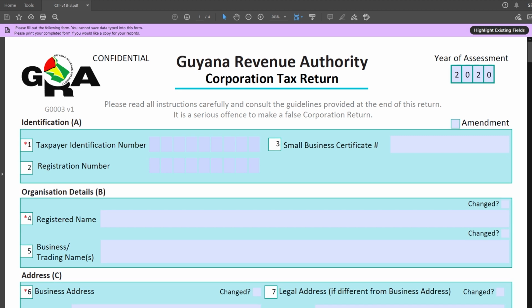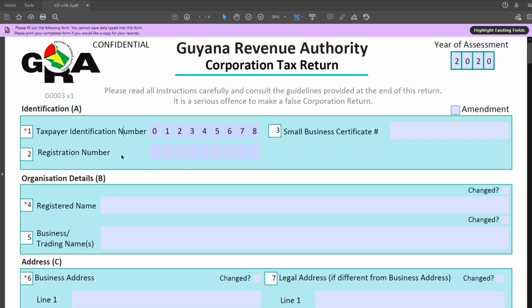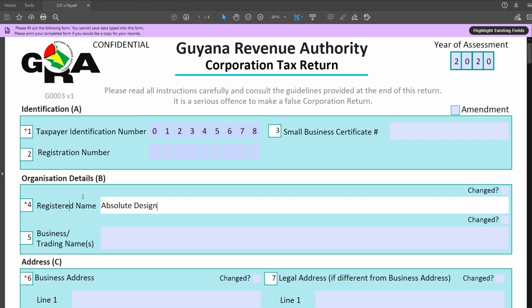Now we enter into Section A, Identification. The only mandatory field is for you to enter the company's taxpayer identification number. Section B, Organization details, requires the preparer to enter the registered name of the business in line 4. If the company trades under any other name than its registered name, enter the business or trading name. If this information was changed during the period, tick the changed box.